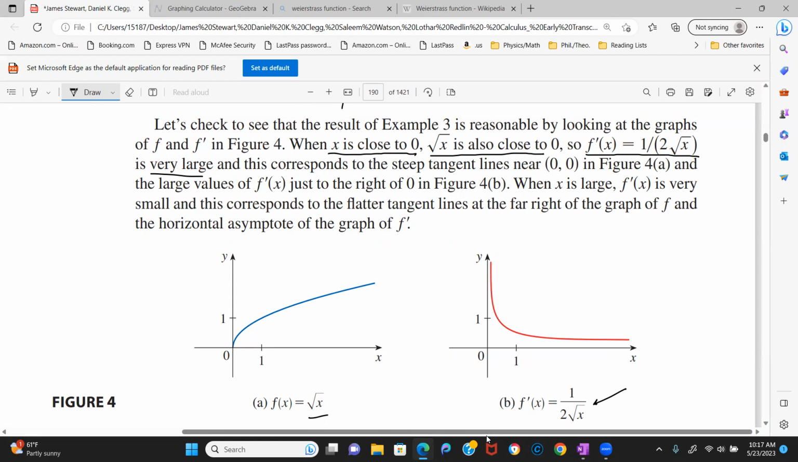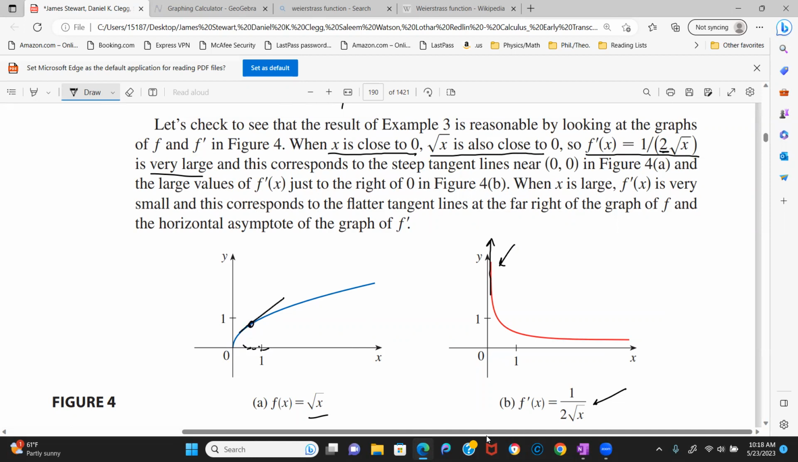So when you take 1 over that and then times the 2, in the grand scheme of things, that's going to be really big. So that makes sense that this should be going off to infinity like it does here, as you get closer to the origin.